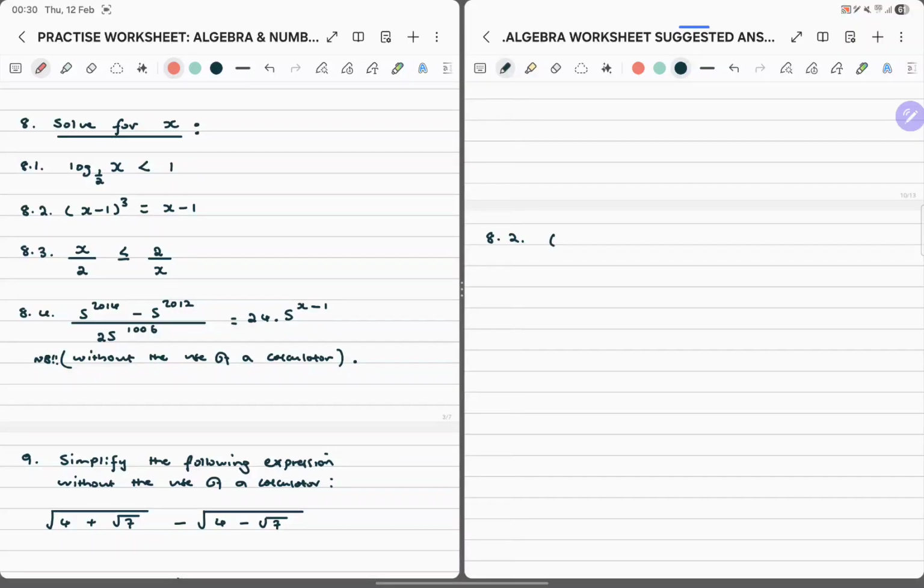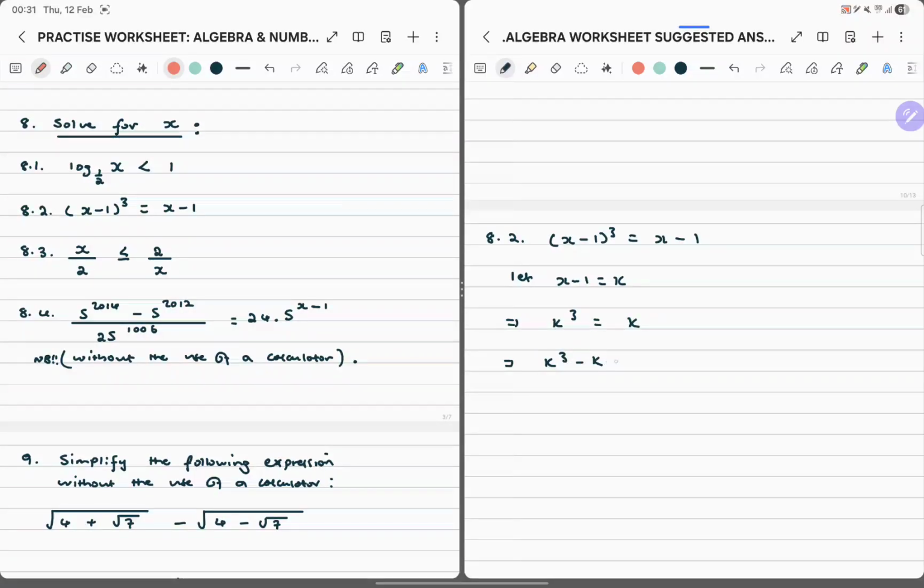8.2. We've got this nice expression, x minus 1 all cubed equals x minus 1. Okay, so what are we doing here? Well, we're going to let something be equal to k. Let x minus 1 equal k. We don't want a complex situation here. No, man. So this implies that we've got k cubed equals k. So k cubed minus k is equal to 0. Okay, maybe I'm taking it too easy. Let me write neatly.